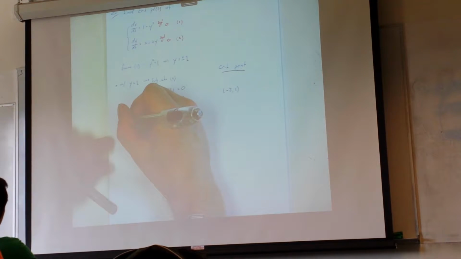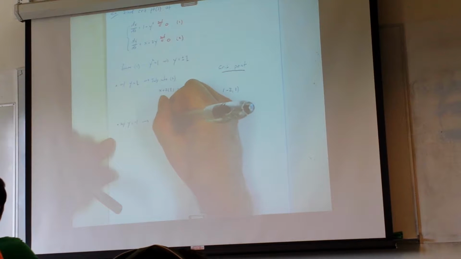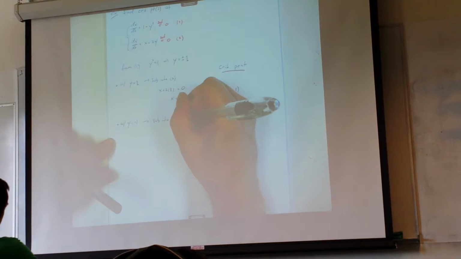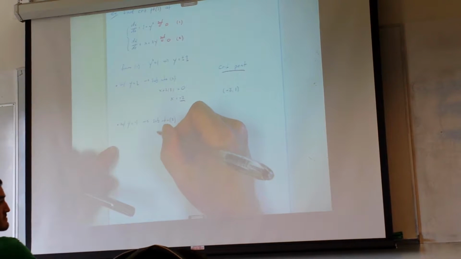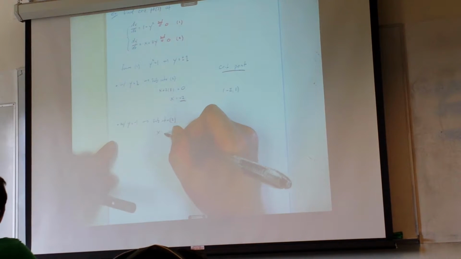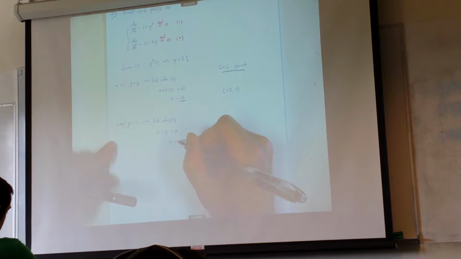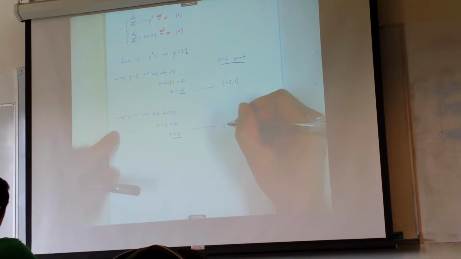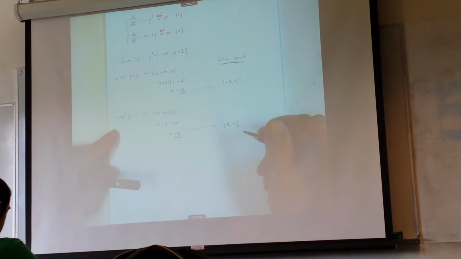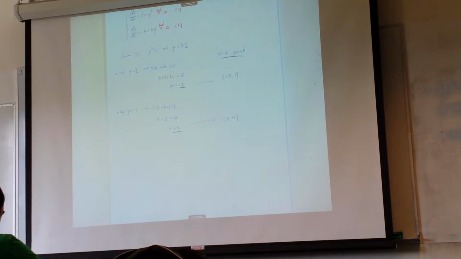Now, if we take the other one and substitute into 2, then it's x plus 2 times negative 1. That's x minus 2 equals 0, and we get x equals 2. So our critical point would be 2, negative 1. So we have only two critical points in this system.